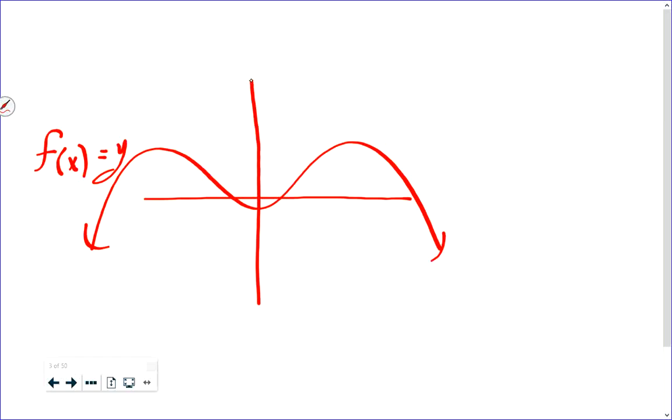And the reasoning is that since this graph crosses a horizontal line in more than one place, the inverse will cross a vertical line in more than one place. Does that make sense? So don't be confused by the horizontal line test. It's just saying you don't necessarily need to graph it. What I've told you is if the function goes up and down, the inverse will not be a function, because the inverse will go back and forth.